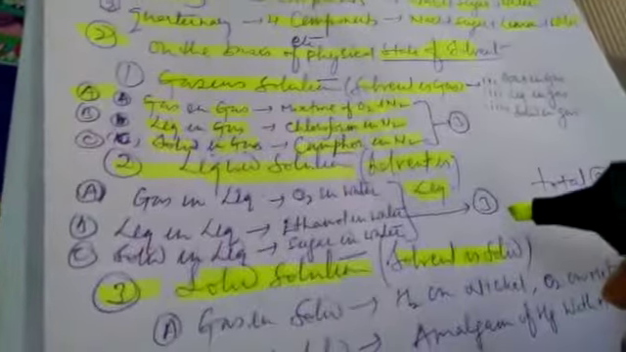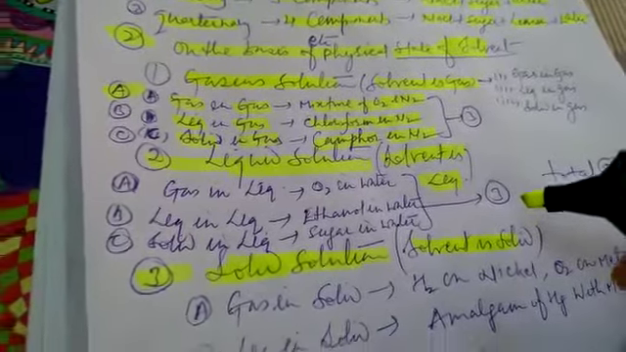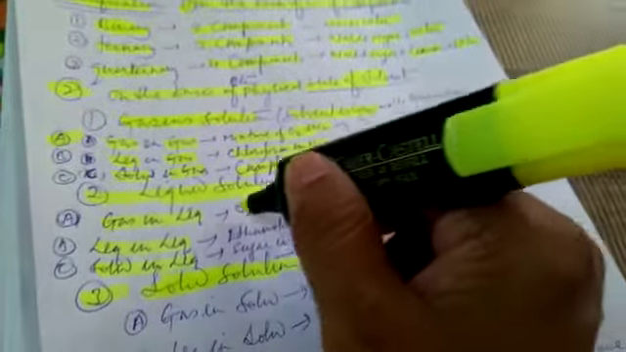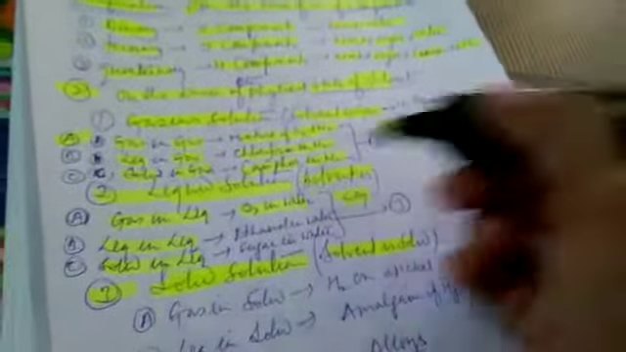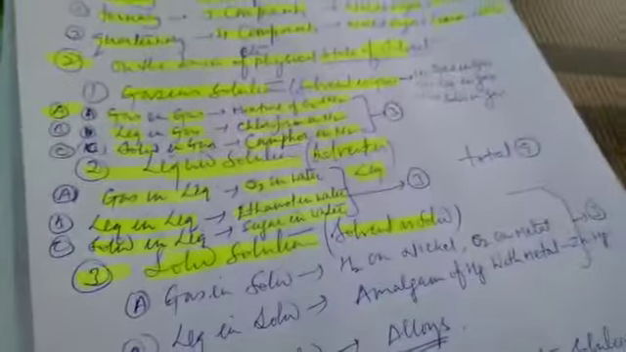Now, the second solution is liquid solution. It is also of three types. First, if we dissolve gas in liquid. Second, if we dissolve liquid in liquid. And third, we dissolve solid in liquid. The example for gas in liquid is oxygen in water or carbon dioxide in water. The example for liquid in liquid is ethanol in water, and the example of solid in liquid is sugar in water or NaCl in water.